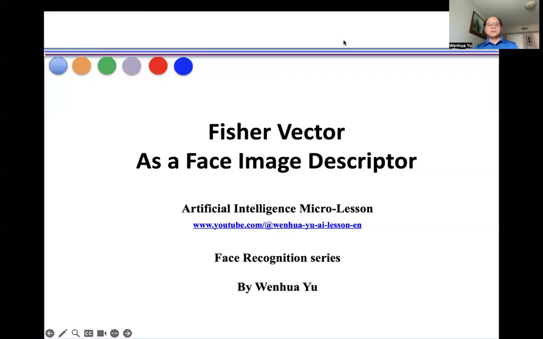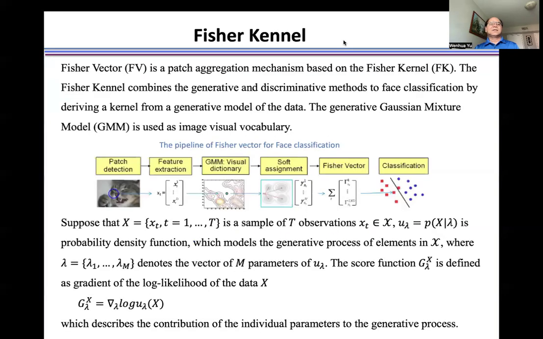In this video, I introduce the Fisher vector as a face image descriptor. Fisher vector is a patch aggregation mechanism based on the Fisher kernel. The Fisher kernel combines the generative and discriminative methods for face classification by deriving a kernel from a generative model of the data. The generative Gaussian mixture model is used as an image visual vocabulary.